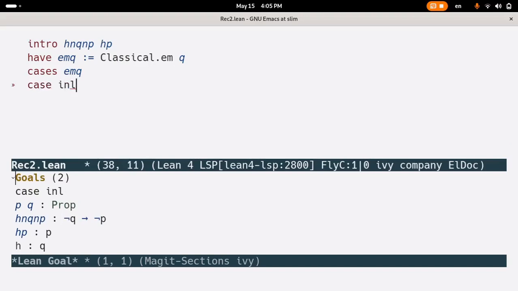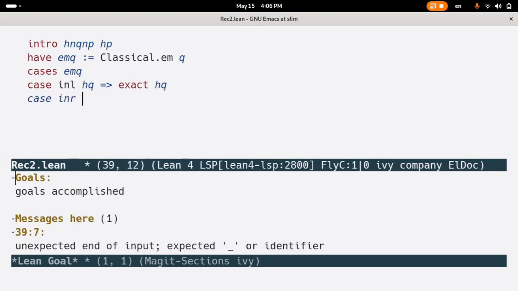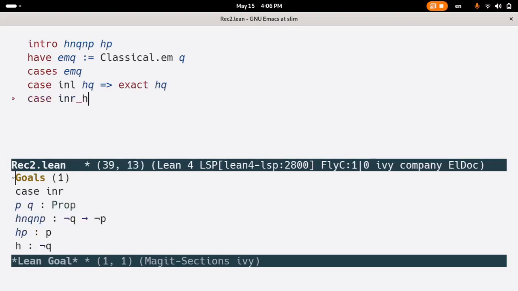So in case INL, we get a proof of Q, and we have to produce a proof of Q. In the case INR, we get a proof of not Q, and we have to produce a proof of Q.